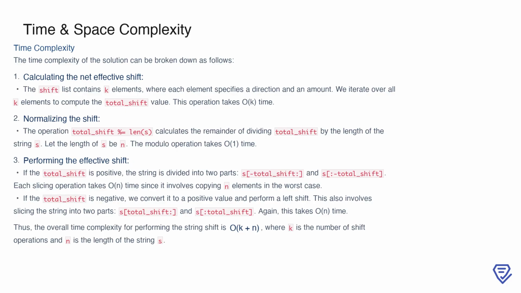Finally, performing the effective shift involves slicing the string into 2 parts. For a positive shift, we take s[-total_shift:] and s[:-total_shift], while for a negative shift, we adjust it to a positive value and slice accordingly. Each slicing operation requires copying up to n elements, making this step O(n) in the worst case. Combining these, the total time complexity is O(k + n), where k is the number of shifts and n is the length of the string.